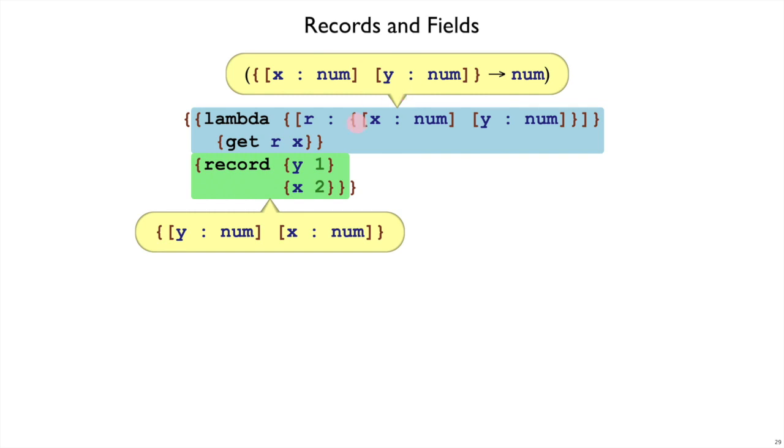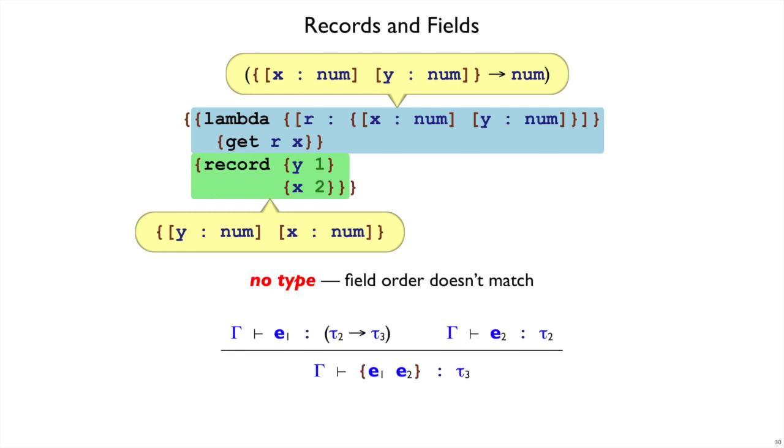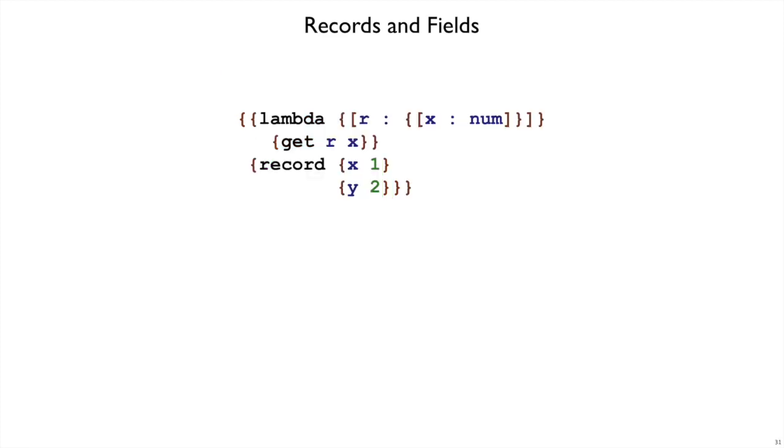But we know it's going to work fine because nothing about our operations on get and set depend on the order of the fields. So we would like to adjust our type system to make this work. We don't want to require that tau2 here match exactly the tau2 of the actual argument expression. And before looking at that, let me show you another example that doesn't work.